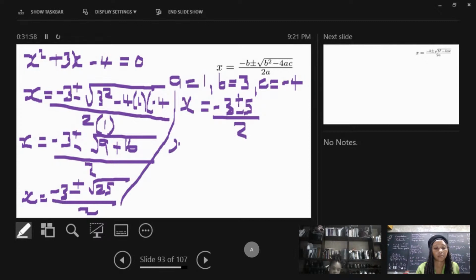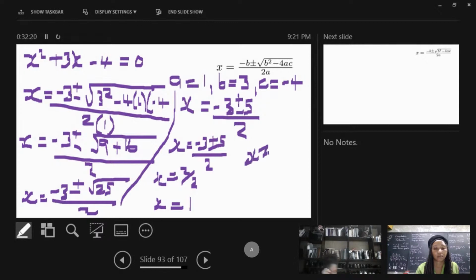So negative 3 plus 5 over 2 would be, oh sorry, 2 over 2. And 2 divided by 2 is positive 1. And the second equation would be negative 3 minus 5, which is negative 8 over 2. And negative 8 divided by 2 is negative 4.